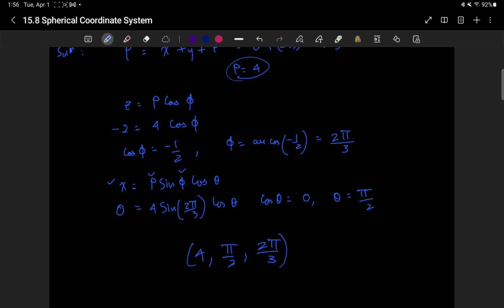So that's it for this video. We will have separate material for how to do the actual triple integrals using these two coordinate systems that we've learned, spherical and cylindrical.